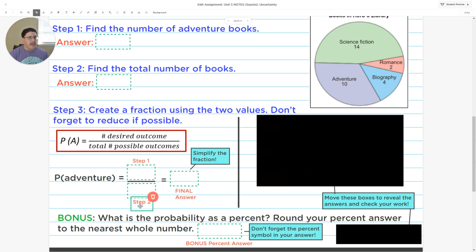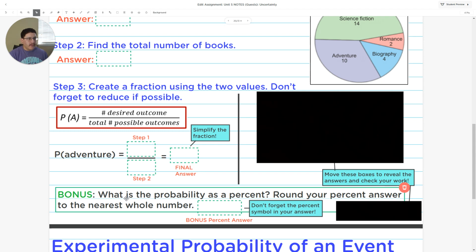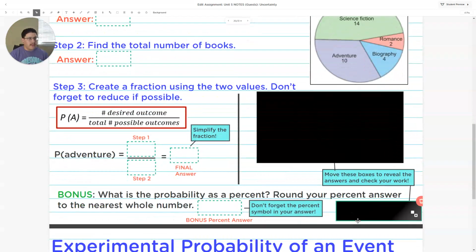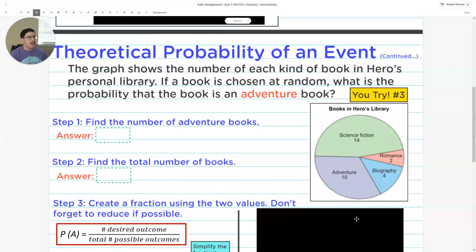So step 1 and 2, you're going to apply those together to create the fraction and then put your final answer in fraction form. And then a bonus. What is the probability as a percent? Round your percent answer to the nearest whole number. So go ahead, pause the video, try this out on your own, see if you can figure it out, and then use these boxes right here to check your answer and make sure you're doing all your steps correctly. Otherwise, I'm going to continue on and show y'all how to do this.